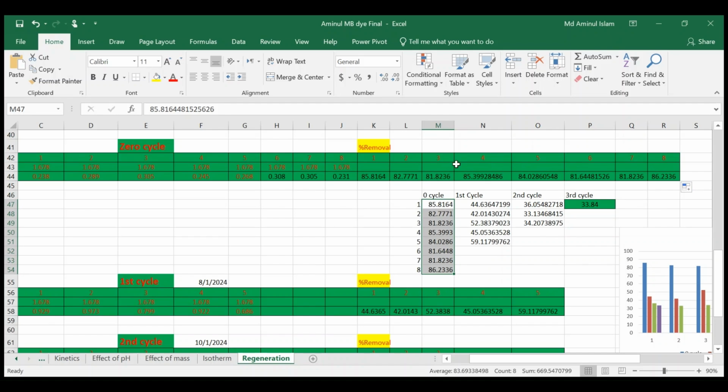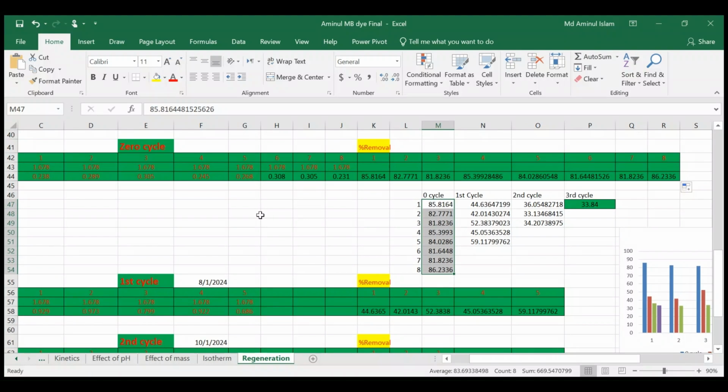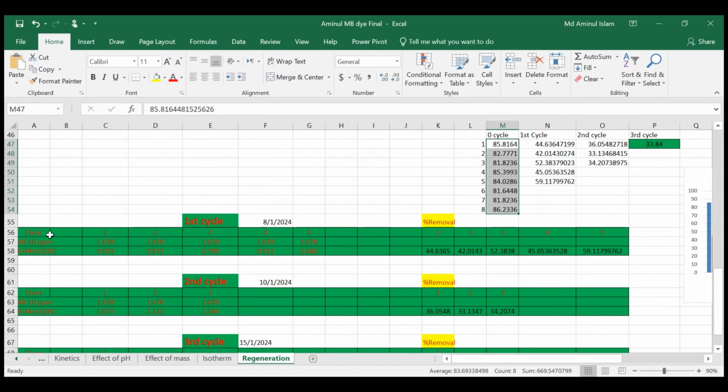Then you need to recollect these materials and wash with eluent. Then you need to again do another experiment. For example, I got 5 samples. Similarly, the absorbance of 10 ppm is this, and the absorbance of the sample is this.